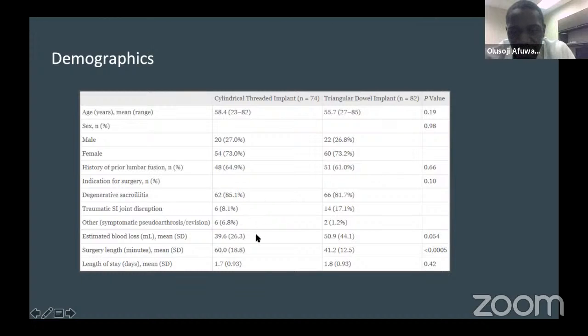The primary diagnosis was mainly degenerative sacroiliitis. Now, the perioperative data included estimated blood loss. With the cylindrical threaded implants, it was about 40 cc's estimated, whereas it was 50 cc's with the TDI, but this was not significant between both groups. The one thing to note is that there was an increase in surgery time for the cylindrical threaded implants, about an hour, whereas for the triangular dowel implants, it's only 40 minutes. Neither one seemed to have a significant difference in length of stay. Both stayed for about a day and a half.